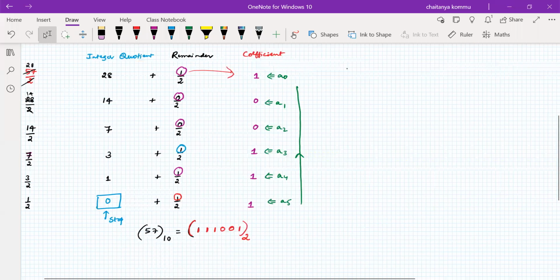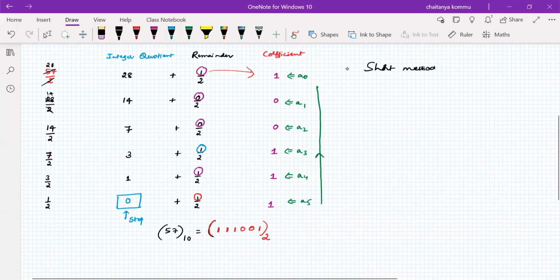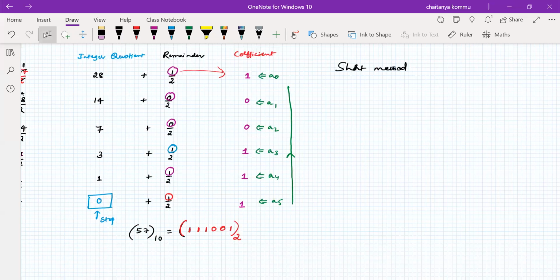Now, sometimes it's very difficult to do all this using the same kind of procedure. So we have a shortcut method also. Shortcut method, shorthand method, short method. What is this short method? Whenever we have 57 here, we have to divide that by 2, something like this.